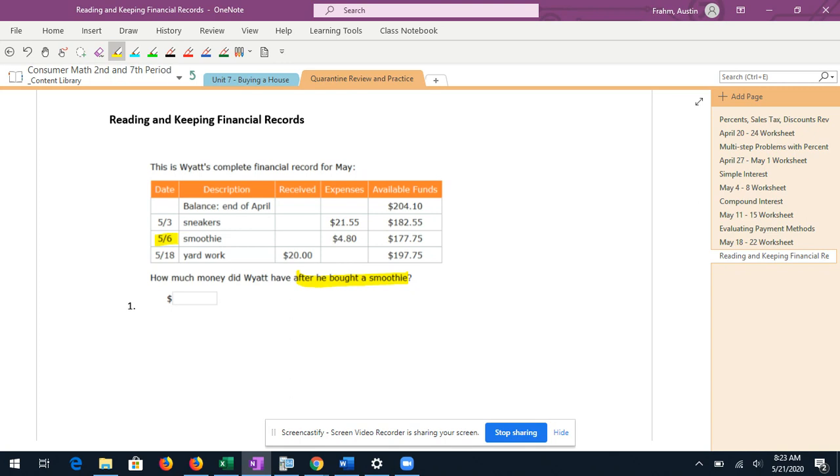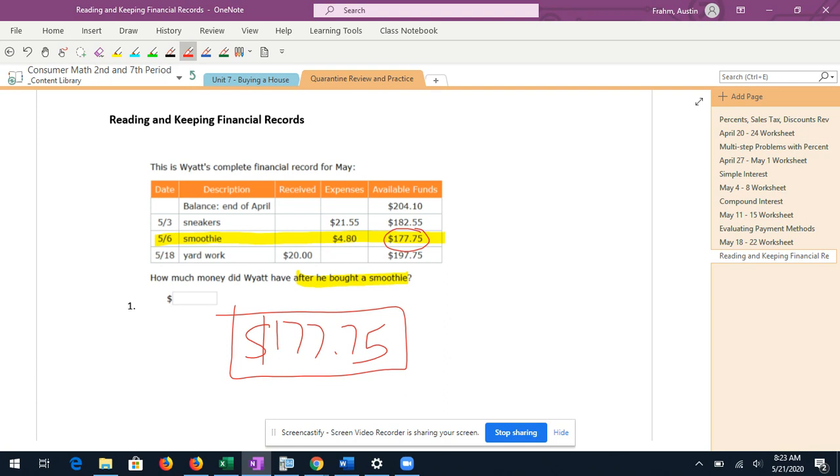All right, so we need to be looking at this line of our table. So he bought the smoothie, which was $4.80. Since he bought the smoothie, that means that's money that's being subtracted from his available funds. So when we subtracted the $4.80, this is how much was left: $177.75. Okay, so no math work involved here, just reading the financial record and writing down the correct number.